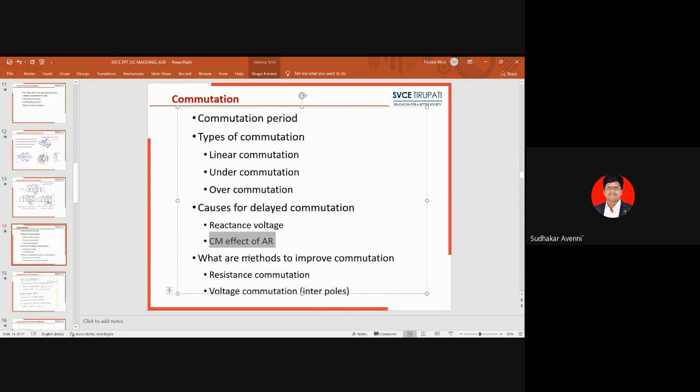These are very important questions from the GATE point of view. What are the causes for delayed commutation? How are we going to improve the commutation process? What are the methods to improve it? Resistance commutation and voltage commutation. Voltage commutation we can also call interpolar commutation.